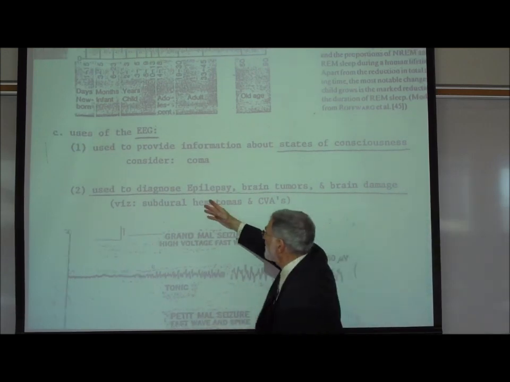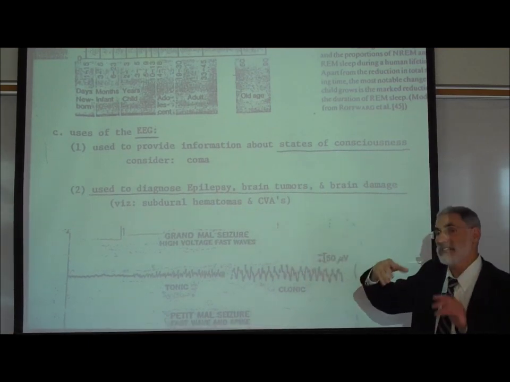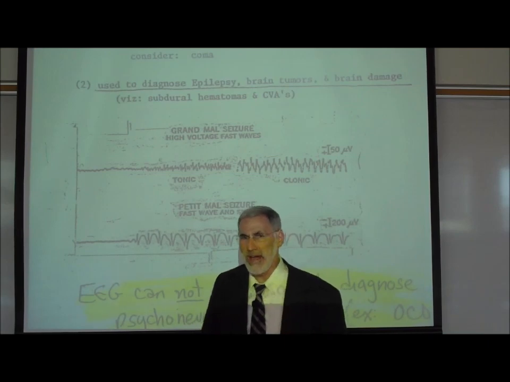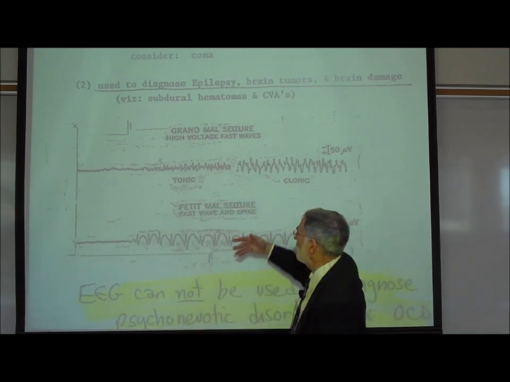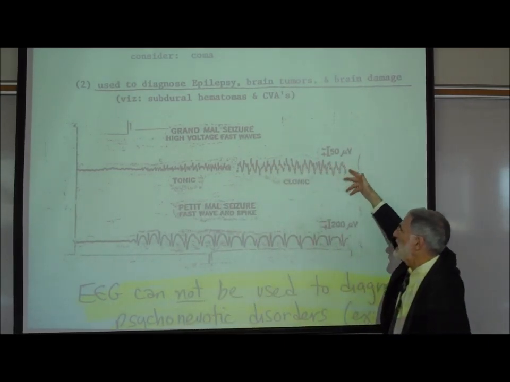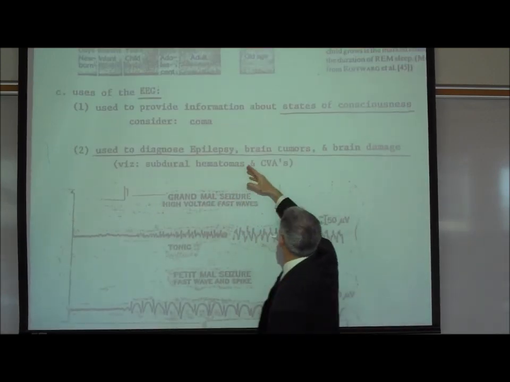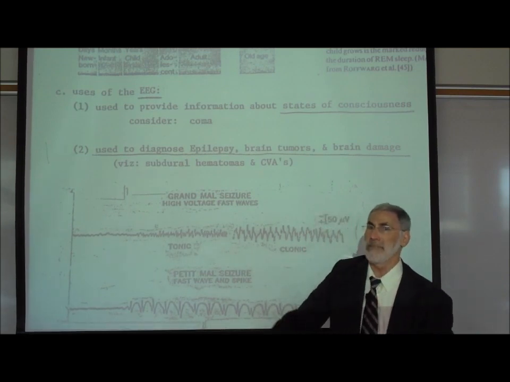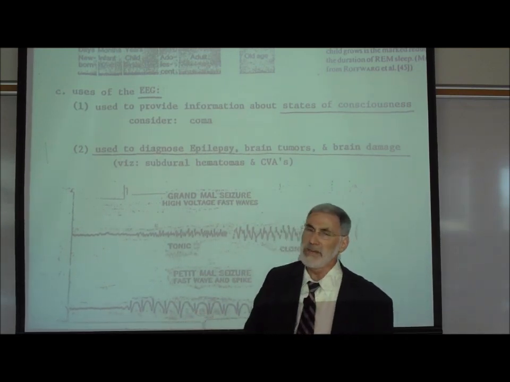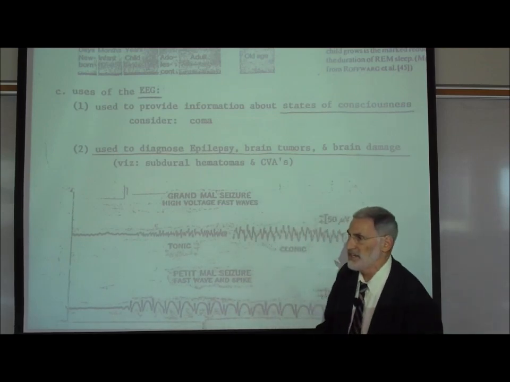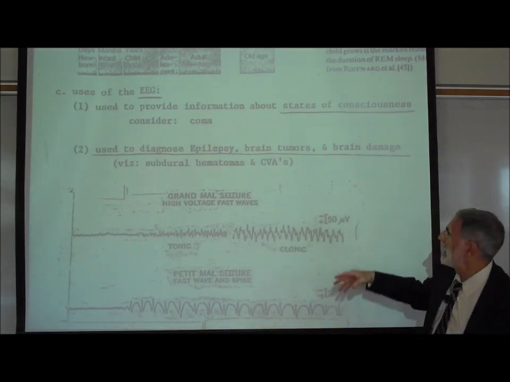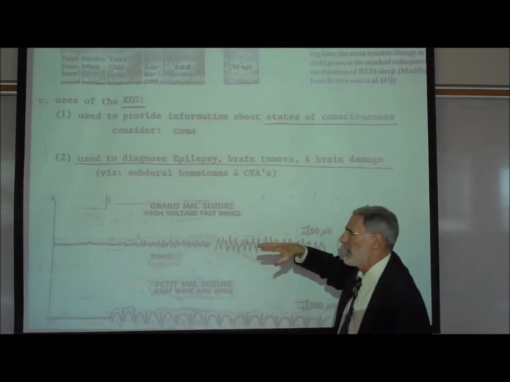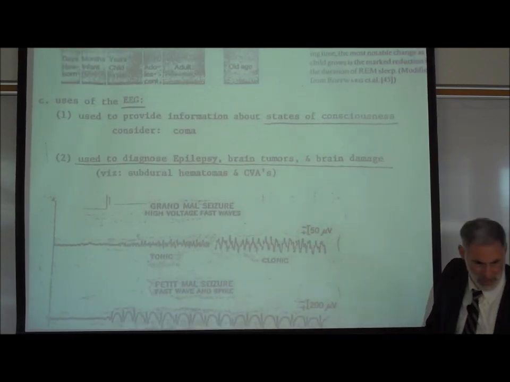EEG is also used to diagnose epilepsy, because in an epileptic seizure, there is an increased electrical activity in the brain associated with very rapid repeating waves. EEGs are also used to identify tumors because the electrical activity is not being generated or transmitted through the brain normally because of this mass that is growing in the brain. And it's used to diagnose various types of injury and damage to the brain.